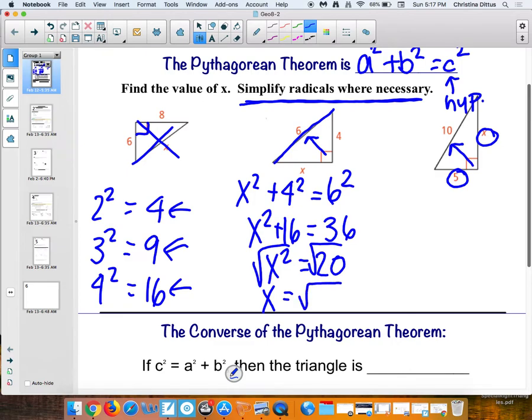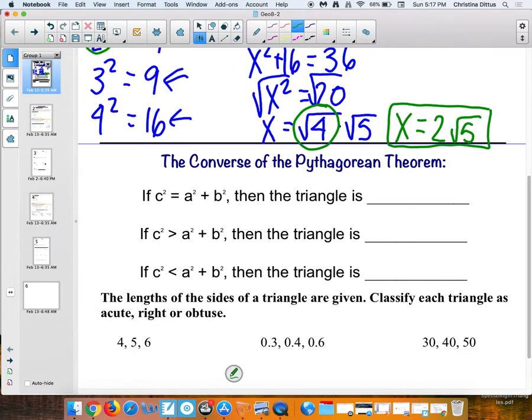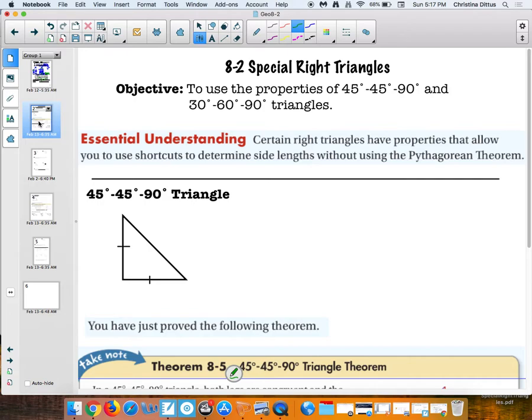So 20 can be broken down into 4 times 5, right? 4 times 5 is 20, which means that the square root of 4, like we have over here, is 2. So to simplify this, you're going to have 2 square roots of 5. That is your simplified radical for this side length right here. We're going to skip this bottom stuff. Don't worry about it. We did that in whatever our triangles chapter was.